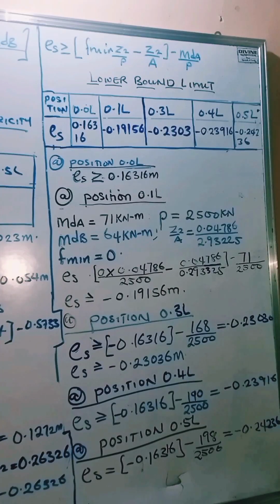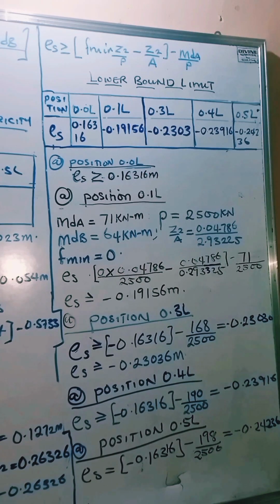We are going to make use of the expression of our eccentricity, e_x greater than F minimum Z2 over P minus Z2 over A minus MdA over P. In making do, we are going to look at position 1. Of course, at position 1, we know that bending moment is 0, so we'll have 0, and we'll have e to be greater than 0.163 meters. So we have that as the first eccentricity.